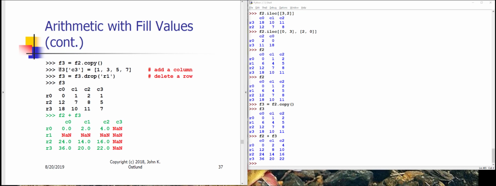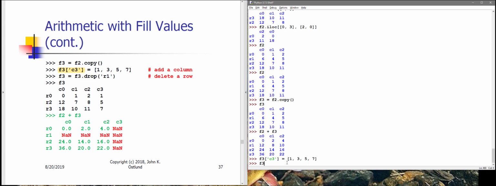But let me try changing F3 a little bit. First of all, let's change F3 to have a new column, C3. In F3, notice that there are 4 rows, so if I'm going to add another column, I'd better add 4 values, unless I want to add a scalar. So let me add 1, 3, 5, 7 as my values in that column. So here's the modified F3.